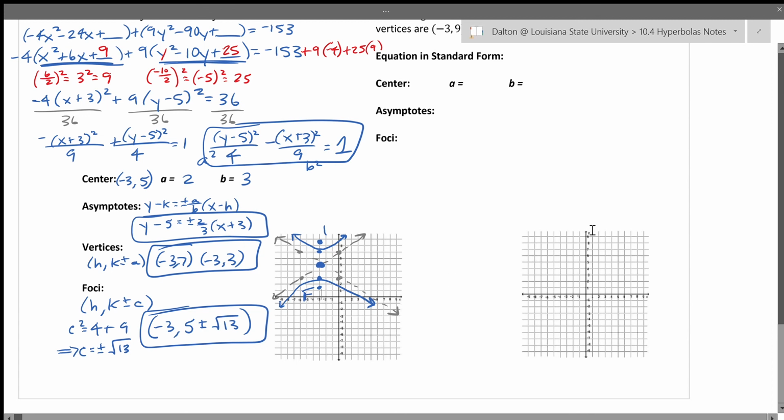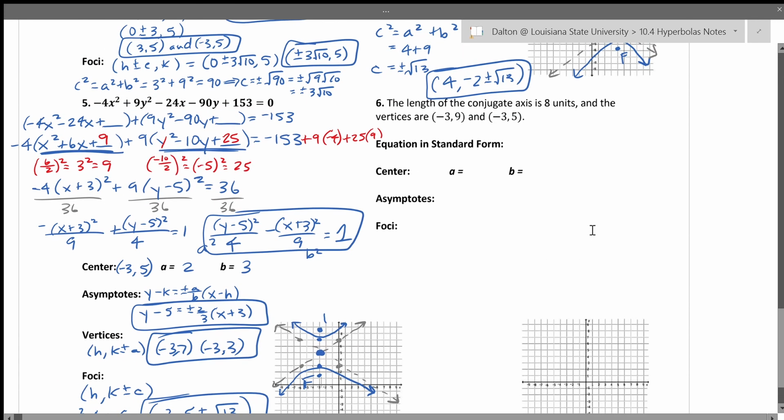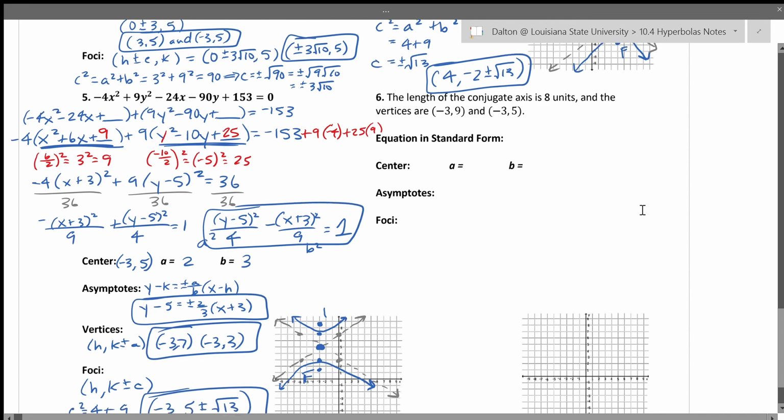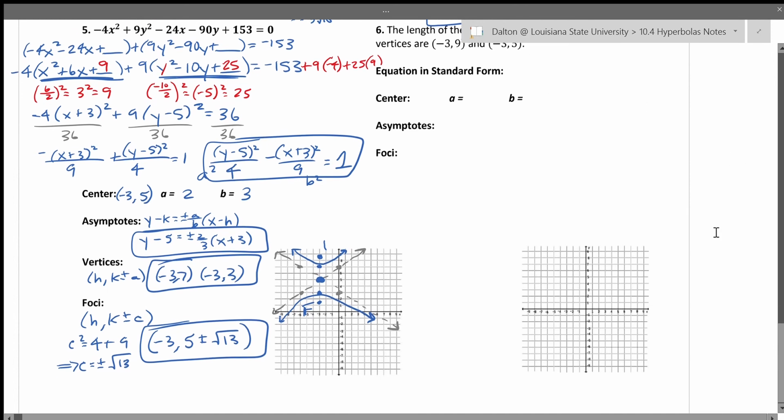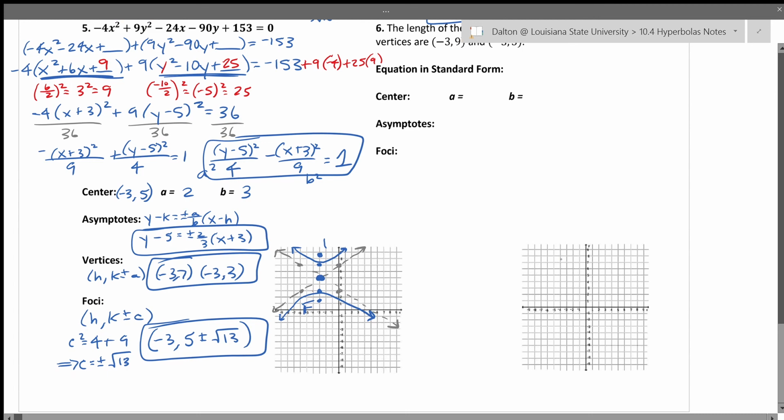Last question. The length of the conjugate axis is 8 units long, and the vertices are negative 3, 9 and negative 3, 5. Write the equation, find all this other stuff. So this one, we definitely want to go to the graph first. The length of the conjugate axis is 8 units. Can't do anything with that yet. Let's go ahead and graph these points first. The vertices are negative 3, 9, so it's going to be at the very top of the graph, and negative 3, 5. So these are the vertices.